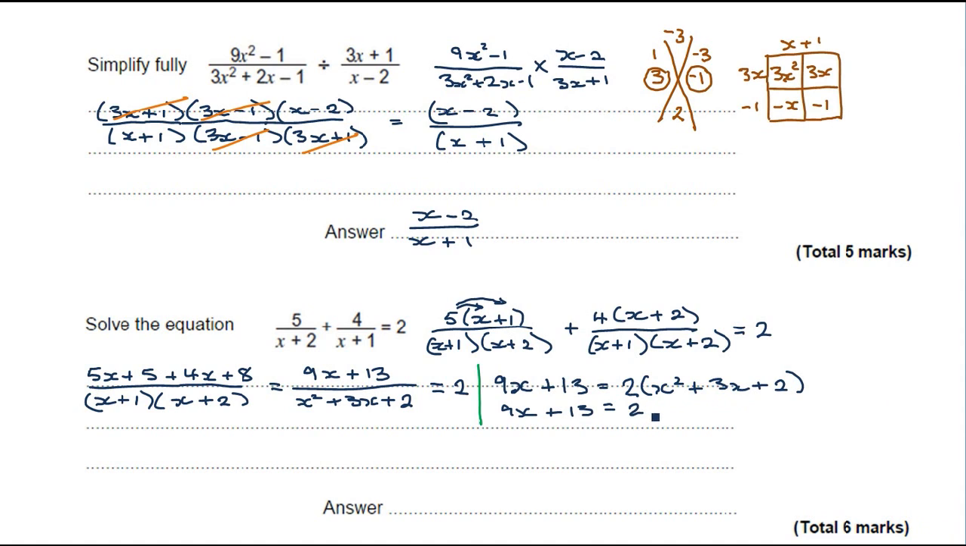Okay, and now I can multiply out this bracket to give me 9x plus 13 is equal to 2x squared, and multiplying the 2 through the bracket, plus 6x, and 2 times 2 gives me 4.